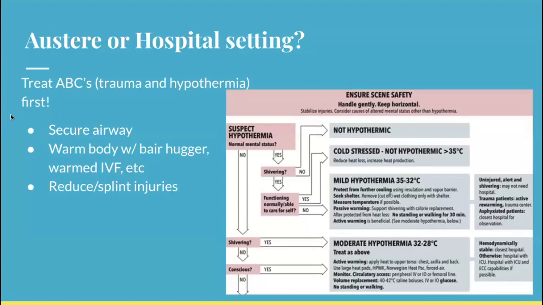The difference between the mild and moderate is that with moderate, you want to be a little more aggressive: you want to place lines if possible, give warm IV fluids in the field, give glucose, completely avoid walking and moving the extremities, and then transfer the patient somewhere with ICU level of care. Whereas with mild hypothermia, you don't necessarily need to go to an ICU level of care.